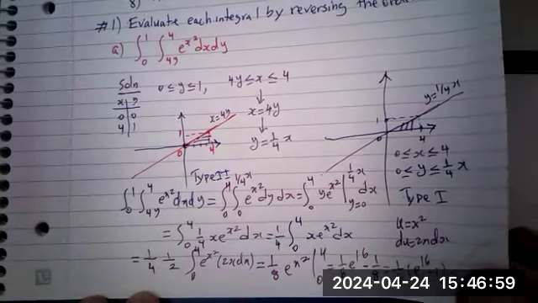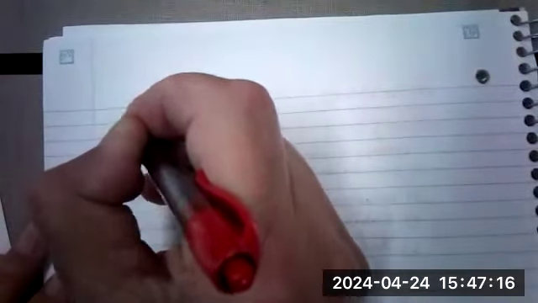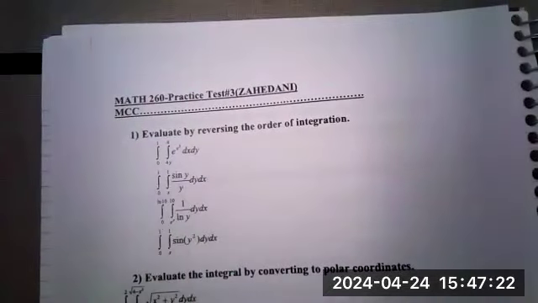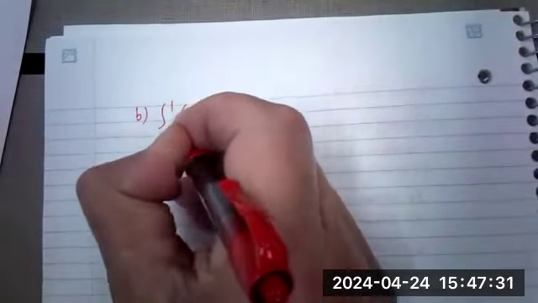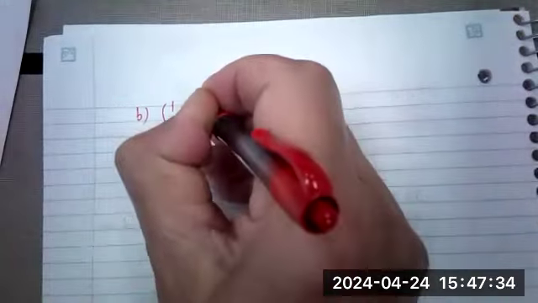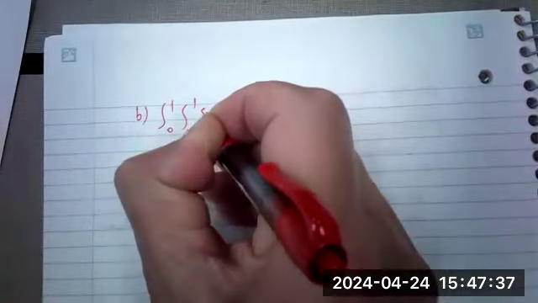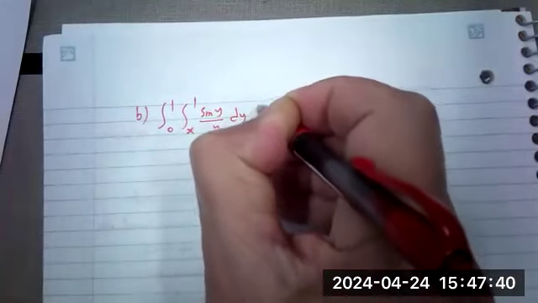Okay, are you done? Going to part B, they give you one more quickly. This second one is a very important, very famous integral. Same instruction: reverse the order of integration and evaluate this integral. The problem is the integral from 0 to 1, x to 1, of sine y over y dy dx.